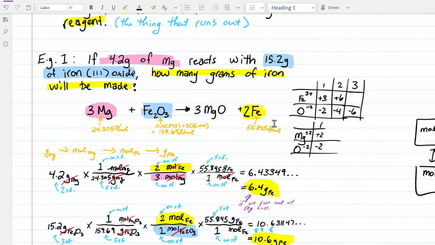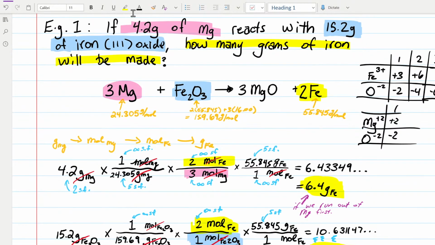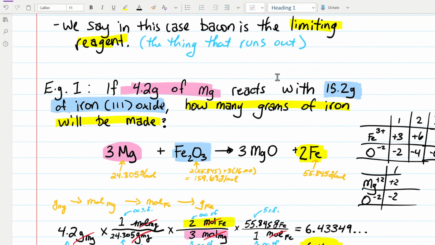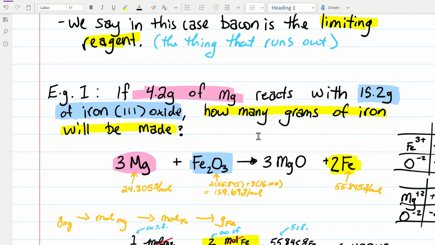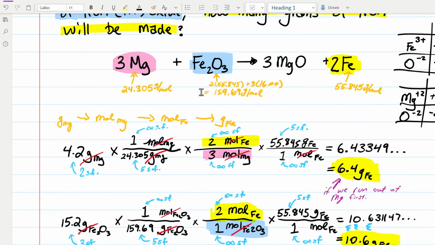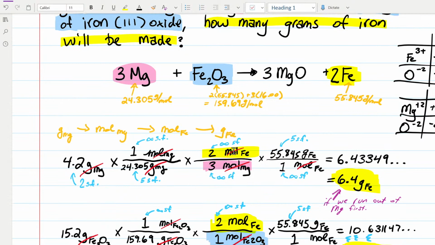Then we looked at a comparable example, only this time chemistry. And we said if 4.2 grams of magnesium reacts with 15.2 grams of iron(III) oxide, how much iron could we get? Well, let's look at what happens if we use all 4.2 grams of magnesium, knowing that there's 24 grams of magnesium in every mole, and that in this reaction, we get 2 moles of iron for every 3 moles of magnesium that we use, and that each mole of iron weighs 55 grams, we end up getting 6.4 grams of iron using all of the magnesium.